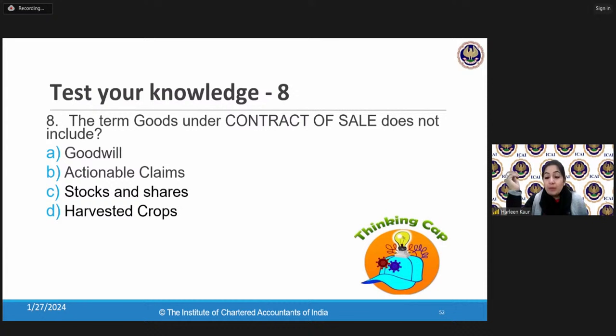Actionable claims. And what are actionable claims? Many of you have raised a query also about actionable claims. So one last time I'm going to take up the query of actionable claims. So goods include all the movable goods. Immovable property, like our land and building, is not part of goods, we have understood. Actionable claims means, for example, a debt. What is a debt? You have borrowed money from someone. So if you have any debt in your name, you cannot sell it. That is not considered as a good.